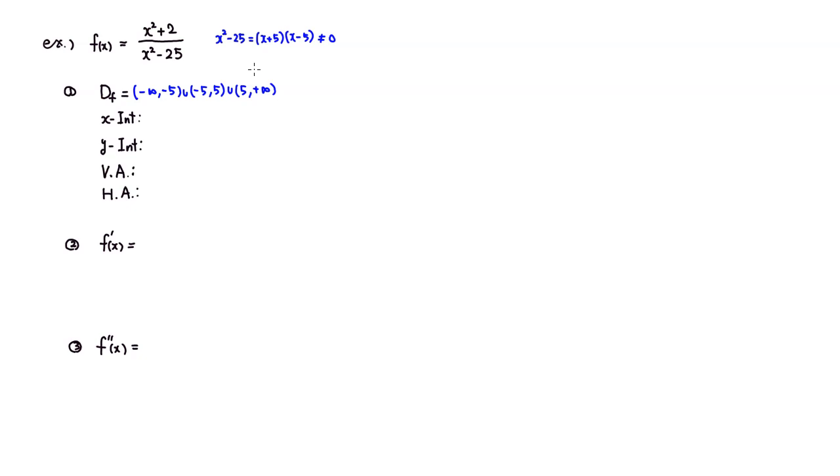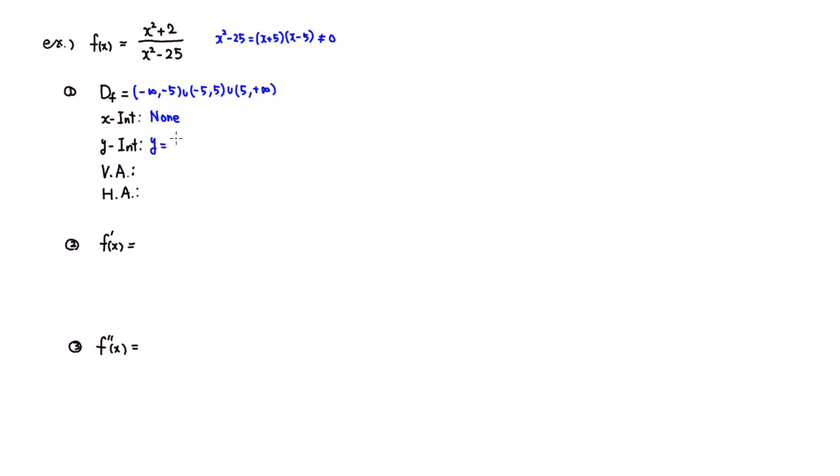Alright, and x-intercept. So set y equal to 0. So we set the function equal to 0. But you can see that since the x squared plus 2, the numerator is never 0. So there is no x-intercept. So x-intercept, there is none.